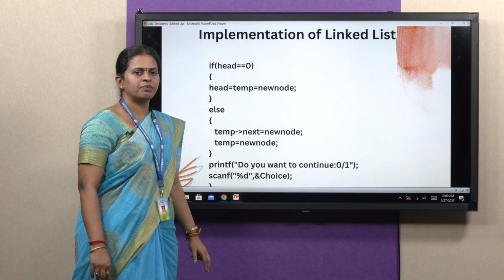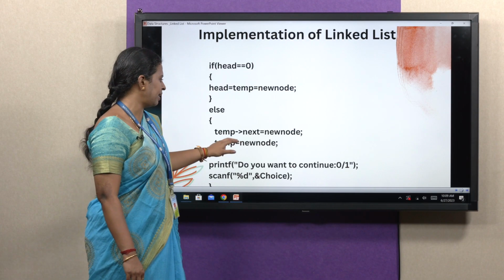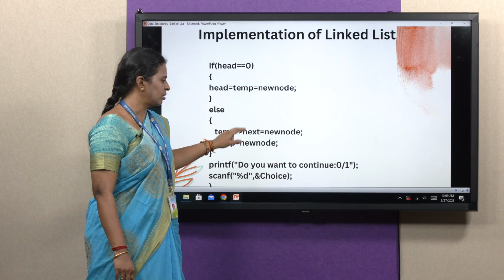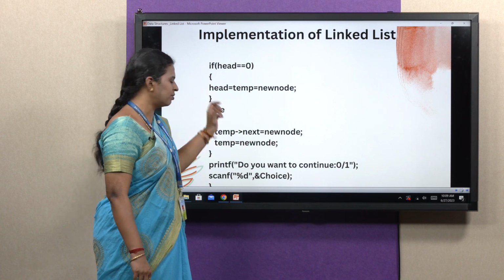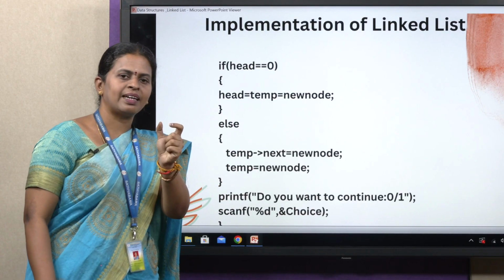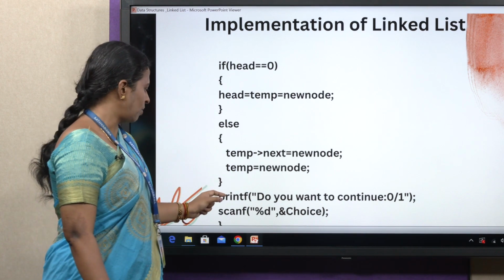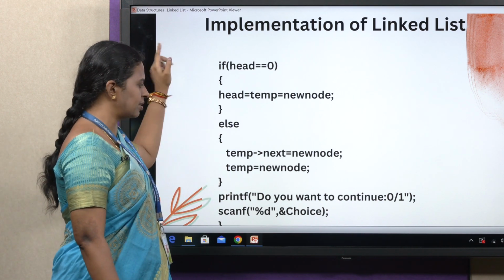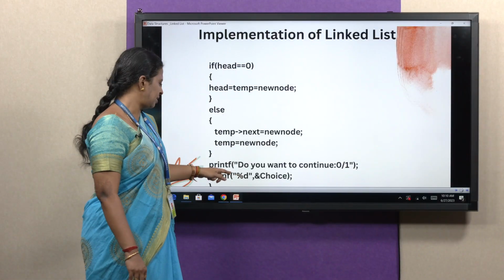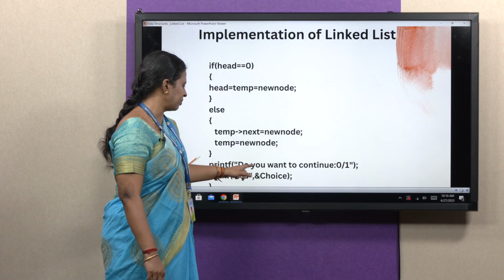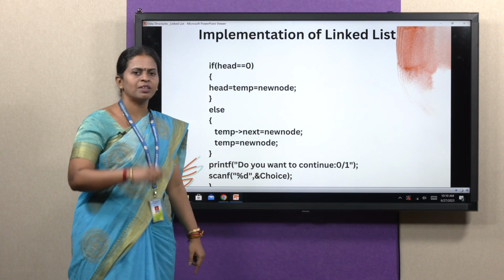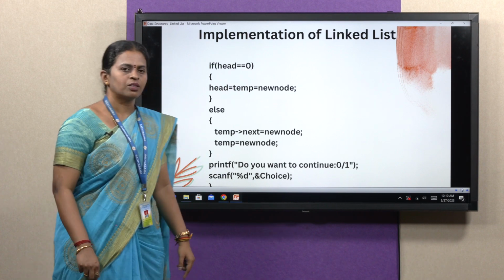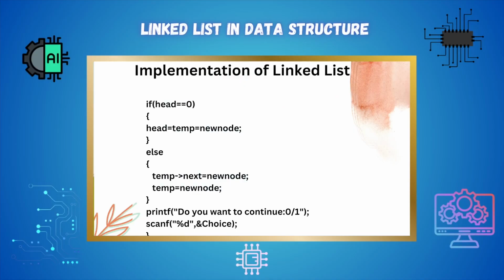So we are storing the temp next. What is temp next? In the previous example, 200. So temp next is equal to new node, then temp is equal to new node. So now temp will be moved to the second node. You have to continue this process until some point. So here I am giving printf, do you want to continue? I am giving the choice. If you want to continue, you can create the nodes.